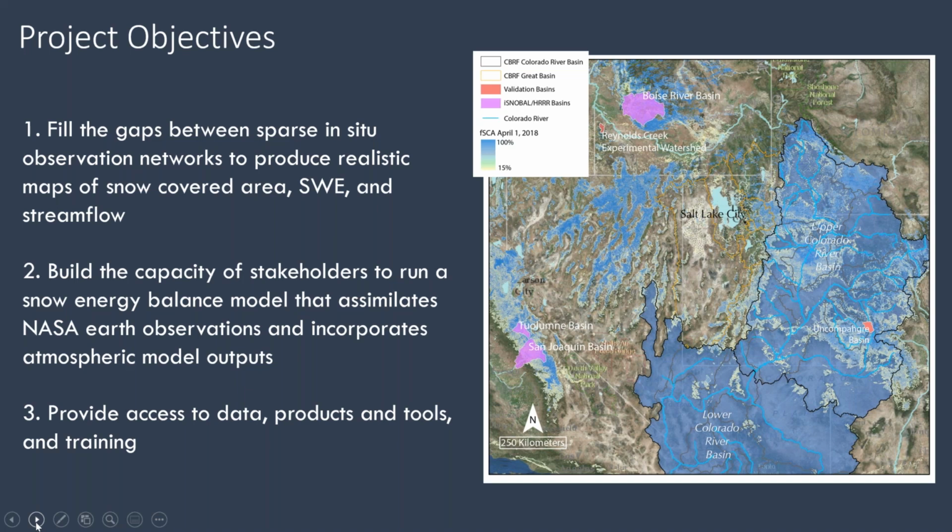So the objectives for our project are to fill the gaps between sparse in situ observation networks to produce realistic maps of snow-covered area, snow water equivalent, and streamflow from snowpack outflow. And then we also really want to build the capacity of our stakeholder to run a physically based snow energy balance model that assimilates NASA Earth observations, and then provide access to data, products, tools, and training. So everything we're developing is open source. Next slide.